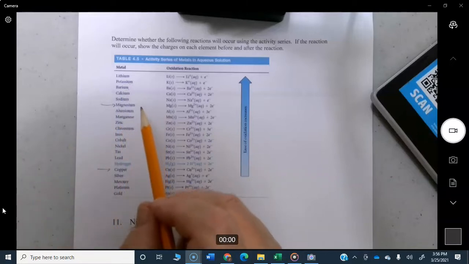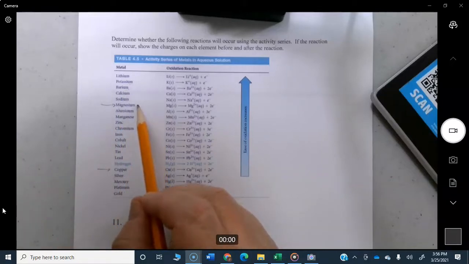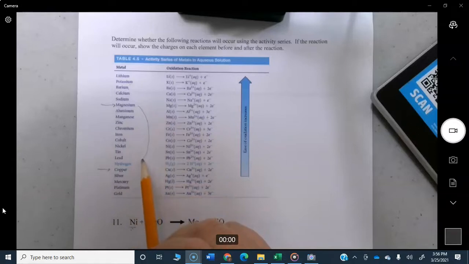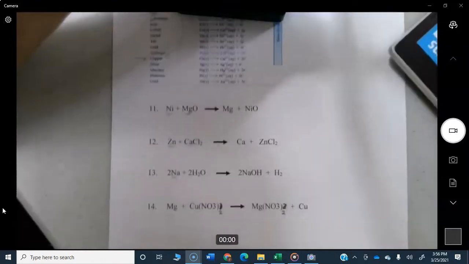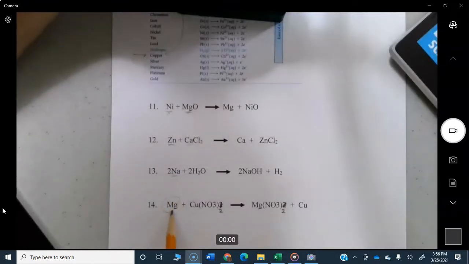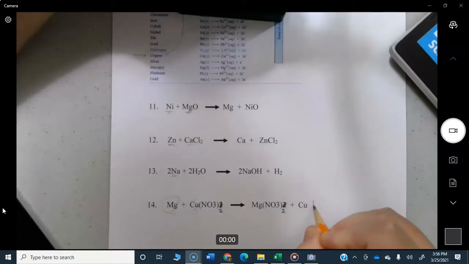All right, so the electrons fall down. So if the magnesium is higher up, it's weaker. It's going to pass electrons down to copper. Okay, so in this equation, magnesium, the lone element, is above copper, so this reaction will take place.